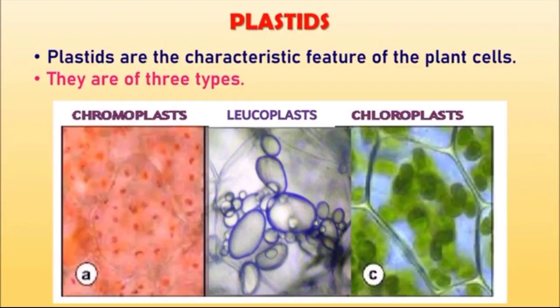colorless and they exist in the parts which do not contain any color, that is roots, and they also act as storage tissue, that is amyloplasts. The chloroplasts contain the green color pigment called chlorophyll, which helps for the process of photosynthesis.